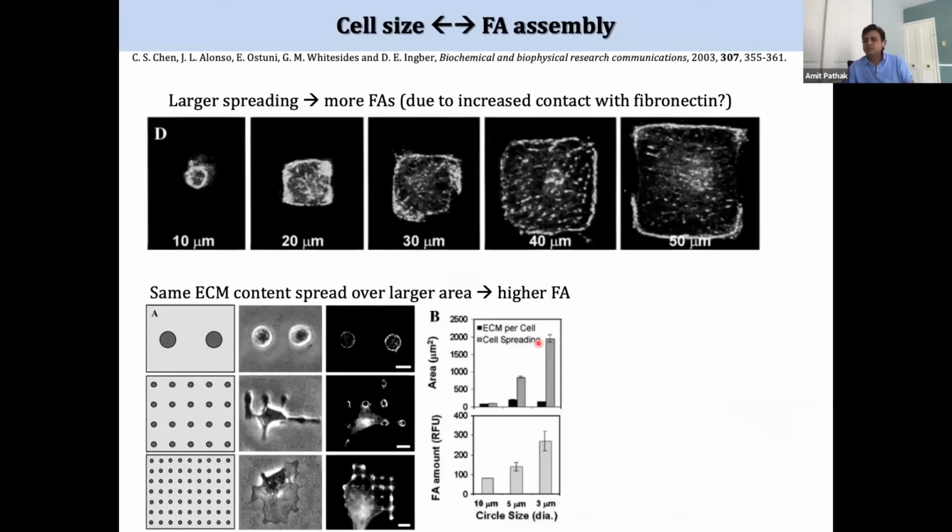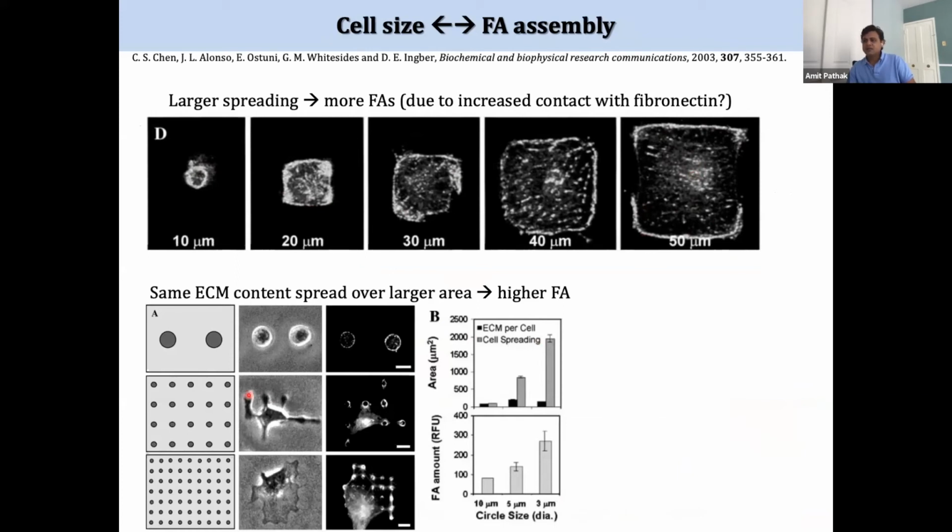So now some observational things, the properties of focal adhesions. In this experiment here, these micro patterns are allowing the cell to spread to a certain size. So if the cell is allowed to spread to a bigger size, the focal adhesion assembly goes up as well. So the size of focal adhesions goes up. They're distributed at the edges, but the size goes up.